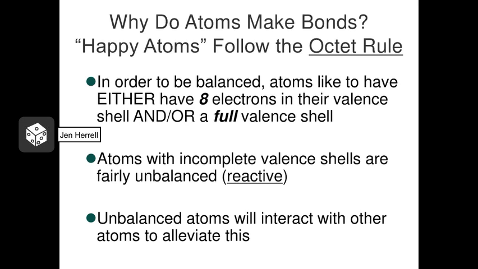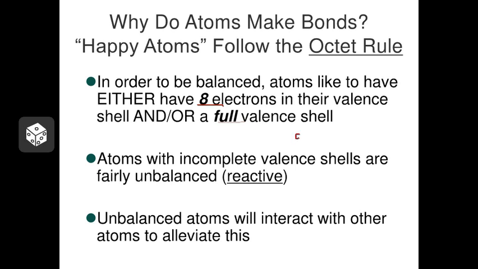So why do atoms want to form molecules in the first place? Well, this has to do with the number of valence electrons that they have, and one of the biggest reasons is something we call the octet rule. The octet rule tells us that a happy atom will have a full valence shell. Now, if that atom can't completely fill that valence shell, if it can at least get 8 electrons in that valence shell, it's pretty happy.